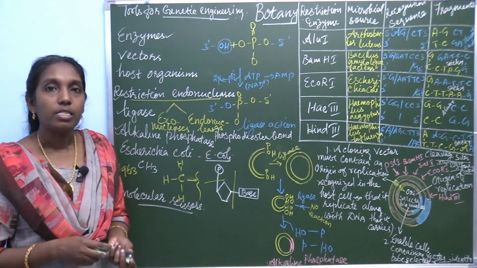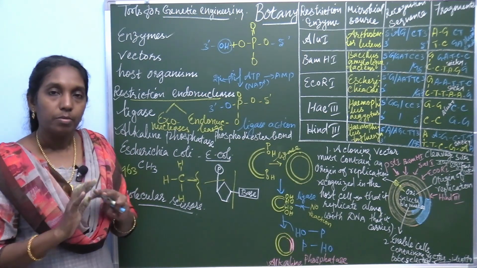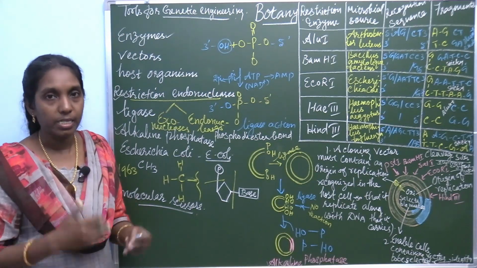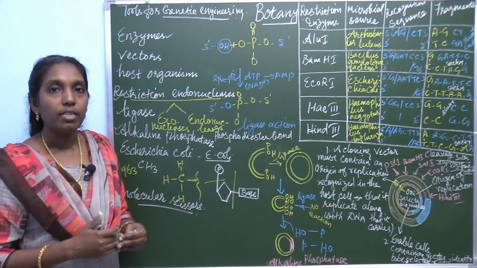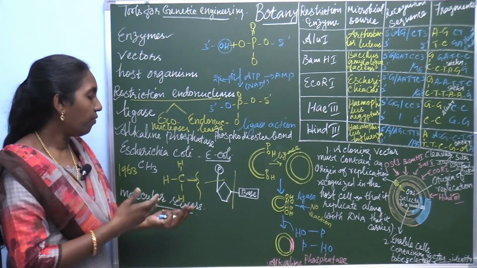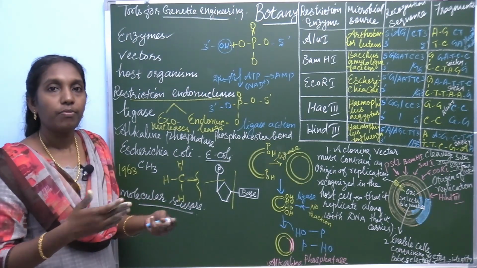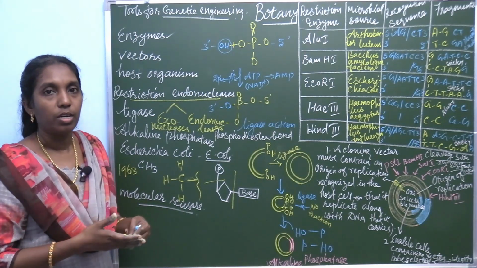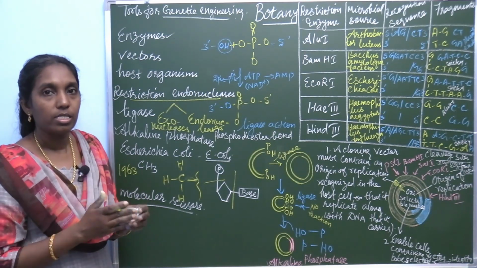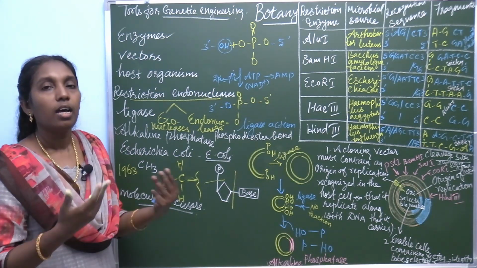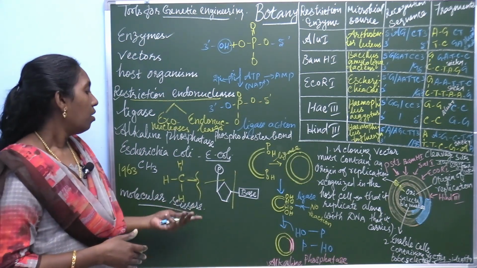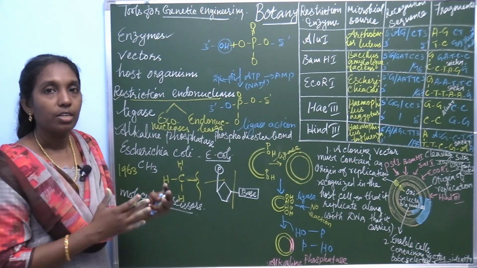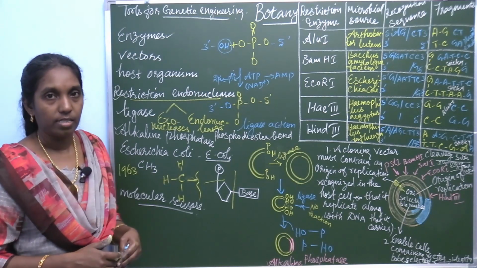Restriction endonucleases are present in almost all bacteria. Why are they present? Bacteria use them as a defense mechanism to escape from foreign invaders. If any disease-causing organisms enter its body, it cuts the nucleotide sequence, and this helps the bacteria escape from the disease-causing agents. That is the function of restriction endonucleases.